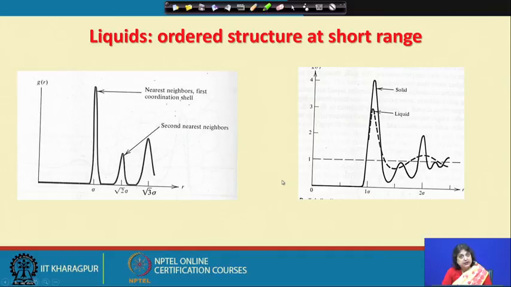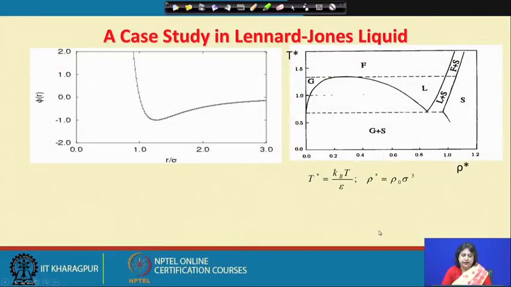But in liquids, the atoms have translational motion, and therefore, not only do the peaks become wider because of the translational degree of freedom, they are less correlated and less structured than the solid. Therefore, liquids are ordered structures at short range, but not ordered like a solid at long range.